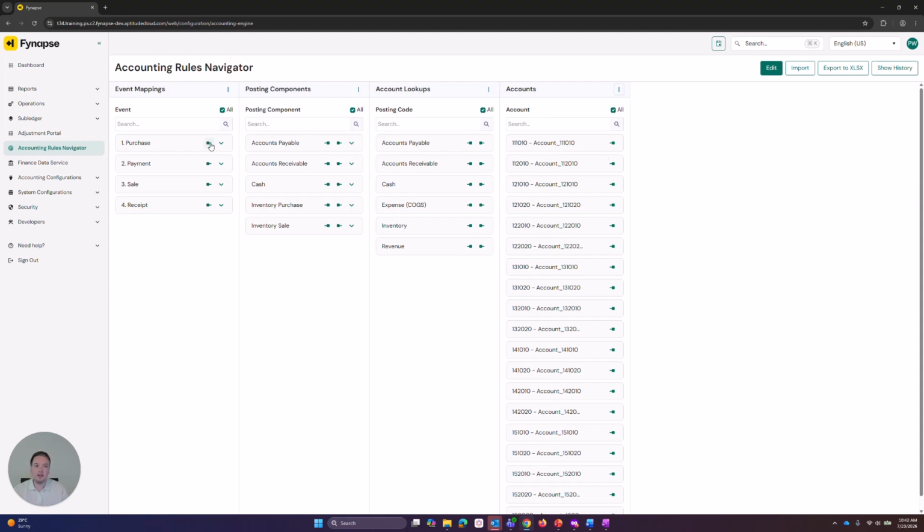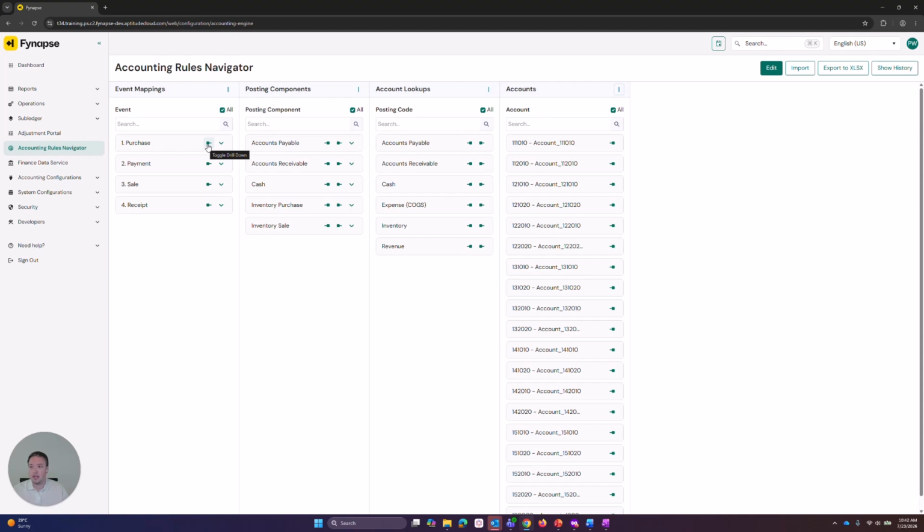Everything starts with a business event. Now, a business event represents something that happened in the business. In this example, it's a purchase. This transaction typically originates from upstream systems and is then loaded into Fynapse together with all of its business attributes, such as transaction amount, currencies, counterparty information, entity, product, and many more.